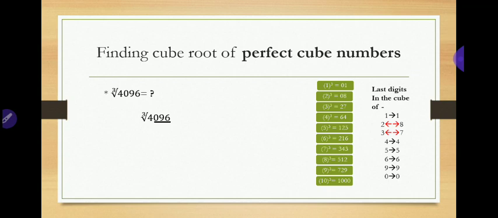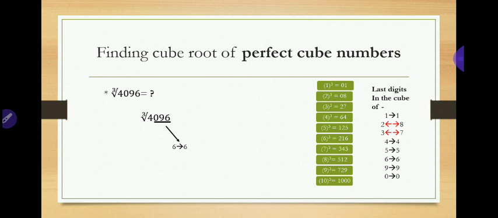So for the first group 096, what is the last digit? That is 6. Therefore, in whose cube is the last digit 6? In the cube of 6, the last digit is 6. Therefore, in our answer also the last digit will be 6. So to find the cube root, the last digit will be 6. Therefore, one digit we have finalized: the last digit of the answer will be 6.